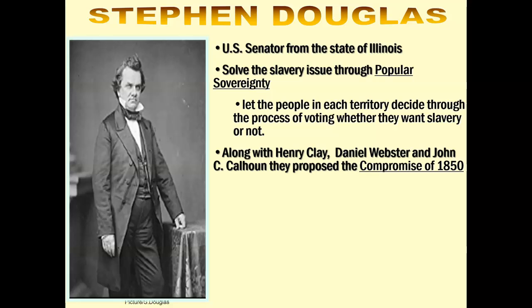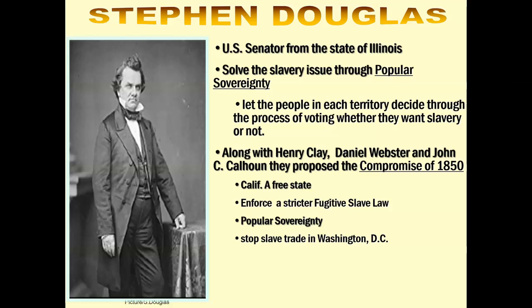Popular sovereignty is what they feel like, or they hope, will get them out of this mess, okay? And so, like Clay, Douglas felt like what they had proposed so far, California coming in as a free state, a stricter fugitive slave law, stopping the slave trade in Washington, D.C., and popular sovereignty in New Mexico would be enough, okay? This is what they proposed, and this is what they believe would get us through.